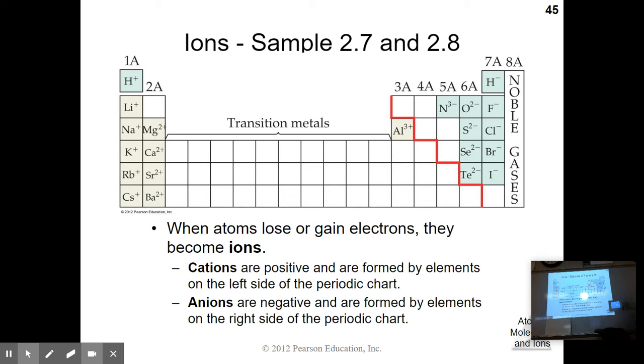So we talked about that, and then we started getting into the notion of ions. Ions are essentially atoms that either gain or lose electrons, which causes either a negative or positive charge. When you lose electrons, you become positive. When you gain electrons, you probably guessed it, you become negative. Let me know why that's the case.